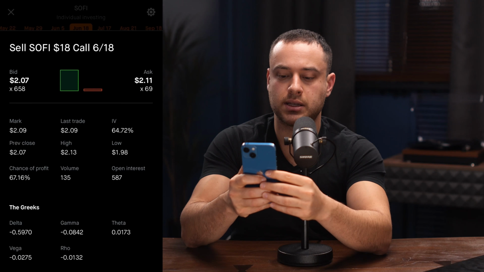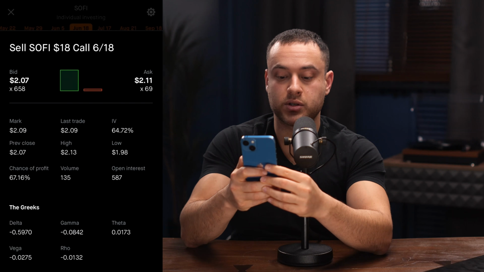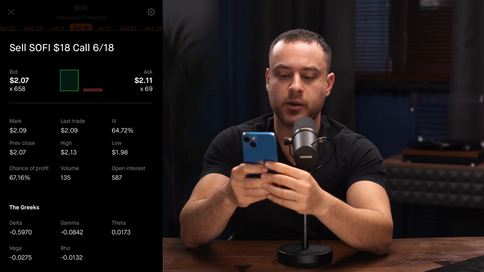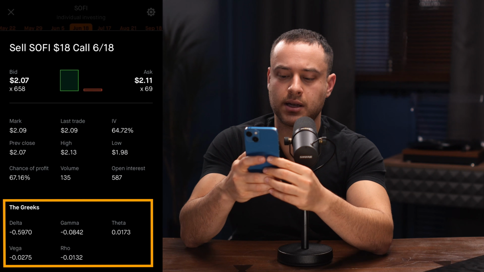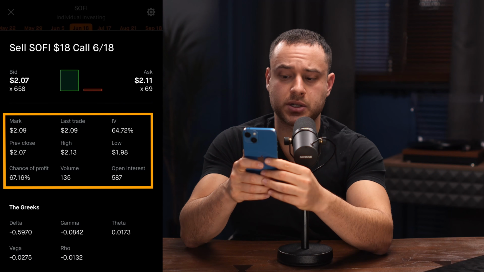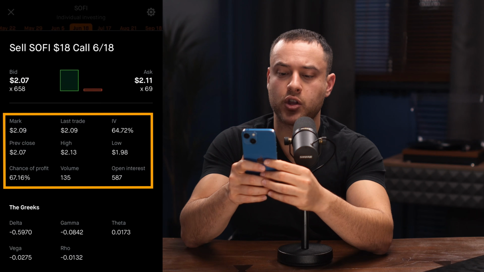all you have to do is click this right here and you'll see that this menu comes up. Now, this menu is really cool because options are very important to understand, and Robinhood here gives you the statistics of the option. Here on the bottom, you can see the Greeks. The Greeks are delta, gamma, theta, vega, and rho. And then above that, we have some other option statistics such as the mark, last trade, IV, previous close, high, low, chance of profit, volume, and open interest.